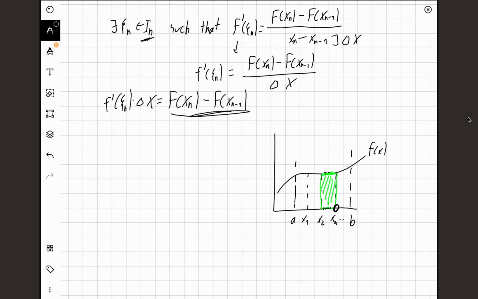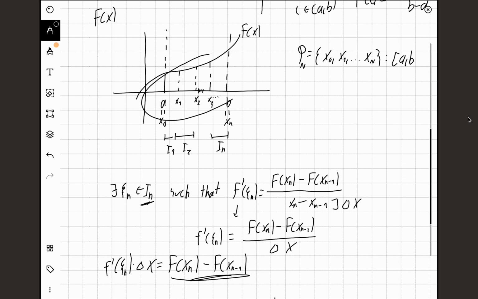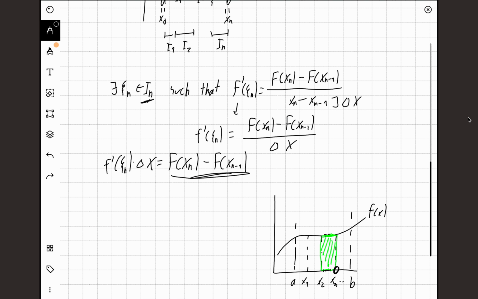This gets me thinking, well, can I just do this for every interval now? Can I sum up all these intervals? Because of course I split our function capital F of x into n intervals between a and b. So let's just say, well, now, oh my goodness, I just got an idea.